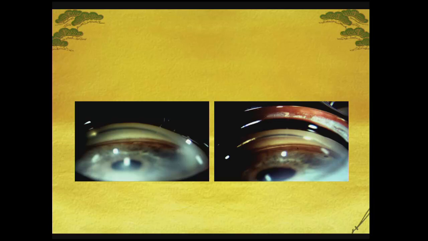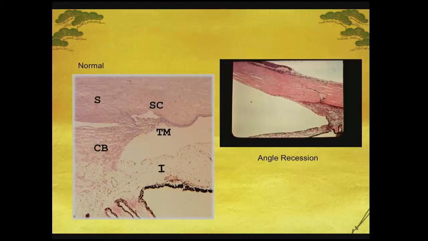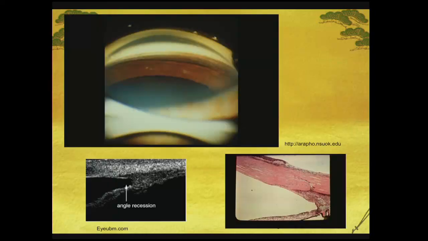This is a slide that shows a normal versus a recessed eye. Does anyone know which one's the recessed eye? Yeah, the one on the right. So here's the ciliary body band here, and here it's much wider. And they do like to show histopathology. I'm going to leave this up to the pathology section to review with you.